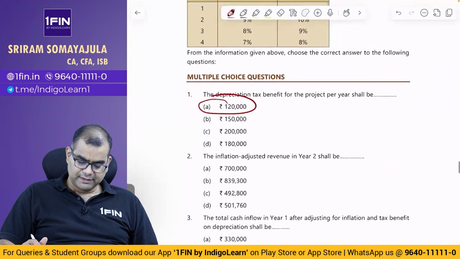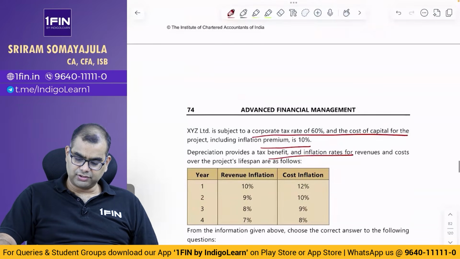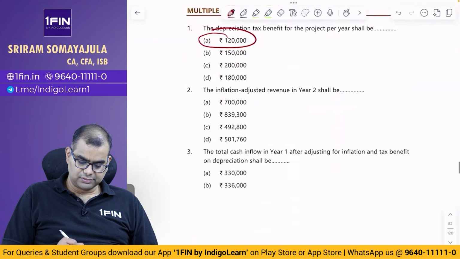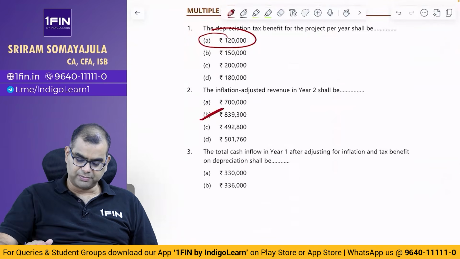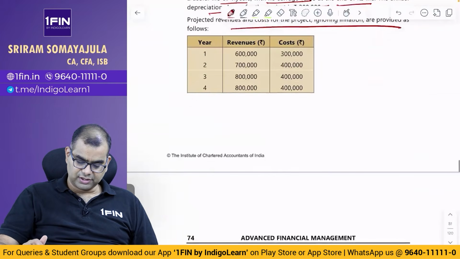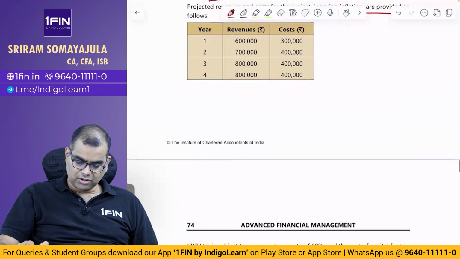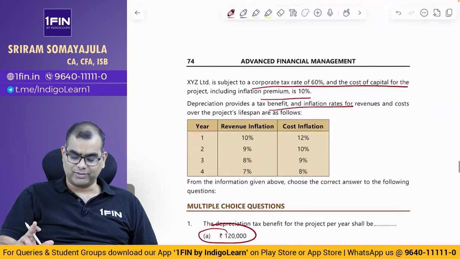1,20,000. Inflation adjusted revenue for year 2: 7 lakh into 1.1 into 1.09, $839,300. Total cash flows in year 1 after adjusting for inflation and tax benefit on depreciation. First year, 6 lakhs into 1.1, 6 lakh 60,000. What are the costs? 3 lakhs into 1.12, 336. So I get 3,24,000, which is the revenue minus cost.